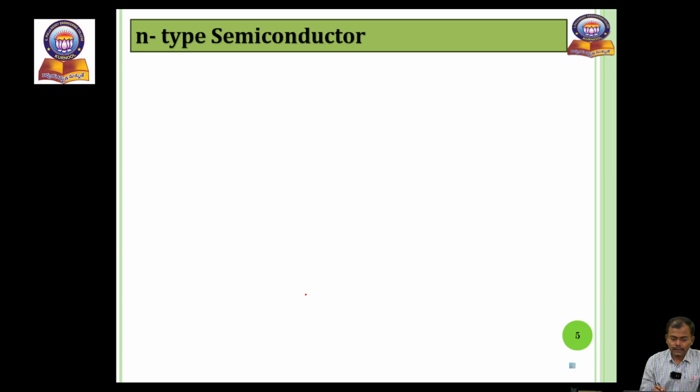Then the extrinsic semiconductors are formed by using fifth group elements. When impurities of fifth group elements are added to the pure semiconductor, it is called an n-type semiconductor.